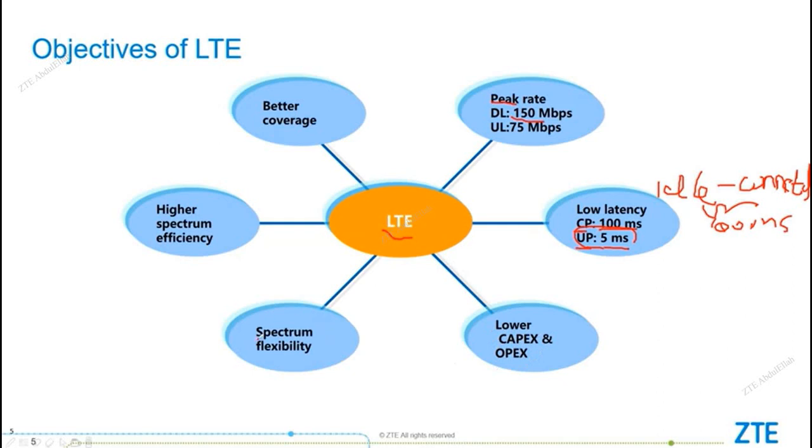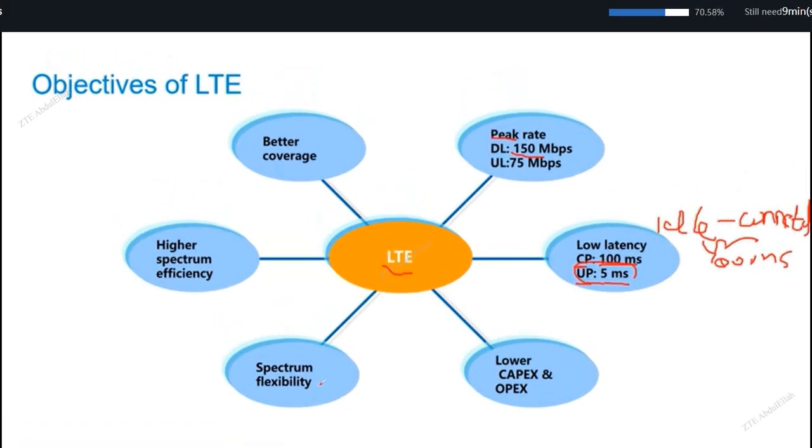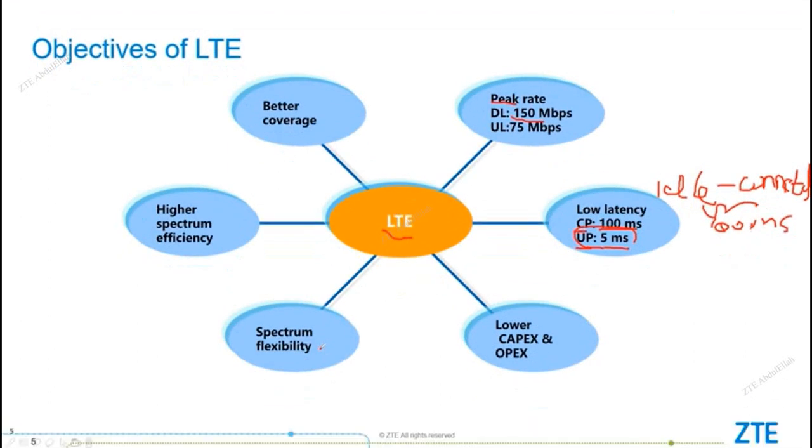The next is spectrum flexibility. As we know, in 2G and 3G, our spectrum is fixed, right? Just like 2G, 1 TRX is 200 kHz. And in 3G, no matter WCDMA, HSDPA, or HSDPA Plus, the carrier bandwidth is always 5 MHz. But in the LTE network, the carrier bandwidth can be flexible. In LTE, we can provide 1.4 MHz, 3 MHz, 5 MHz, 10 MHz, 15 MHz, and 20 MHz.